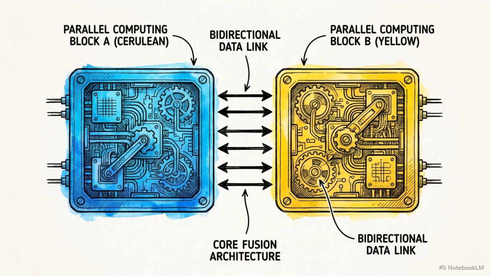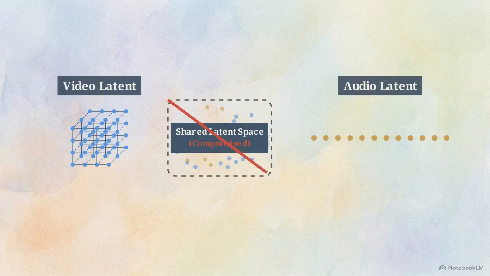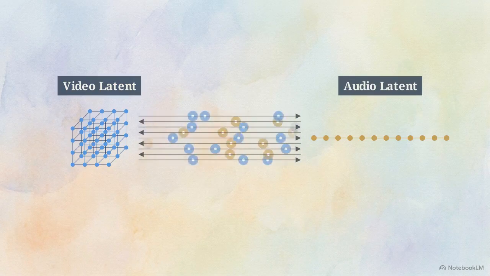That brings us to LTX2. It is an open-source, asymmetric dual-stream diffusion transformer built specifically to model this joint distribution. It accomplishes this joint modeling without forcing video and audio data into a single, compromised, shared latent space.